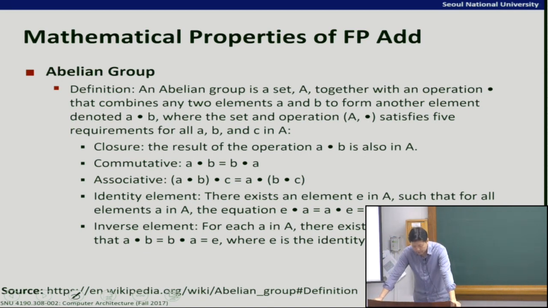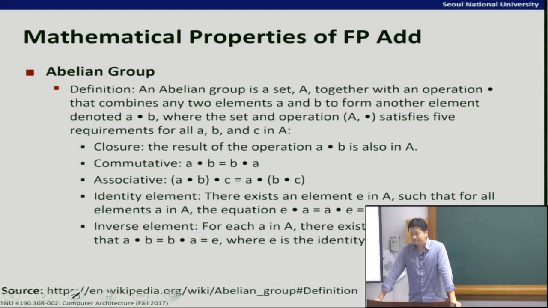So the first property is closure. We're going to apply this idea to floating-point addition, so you can think of this operator as addition. Closure means the result of the operation A dot B is also within the set. And the second property is commutativity. Commutativity means A dot B is always equal to B dot A for all possible AB pairs, right? That's the second property. And the third one is associativity.